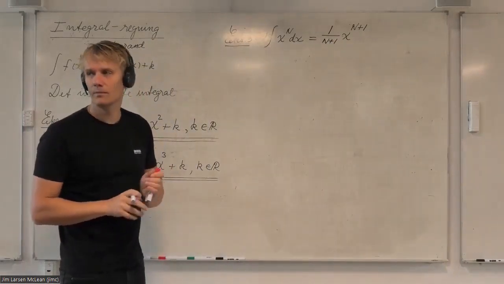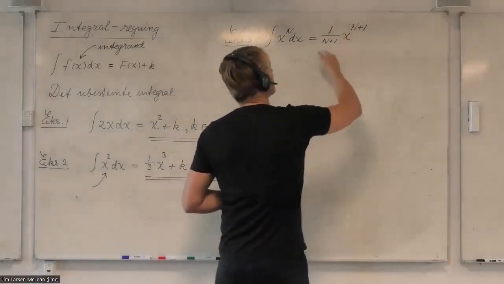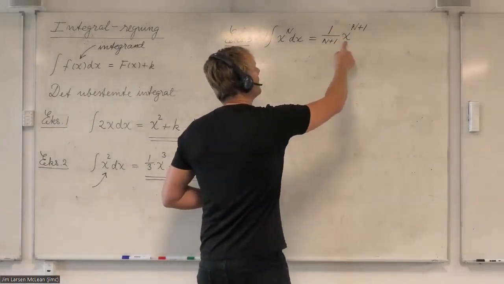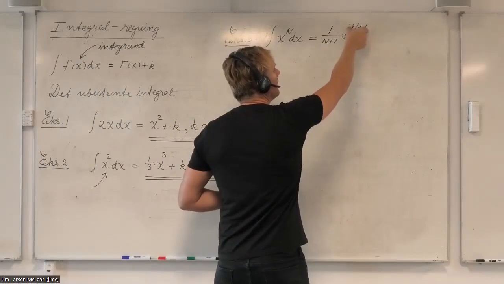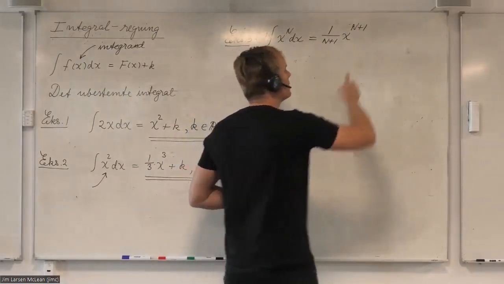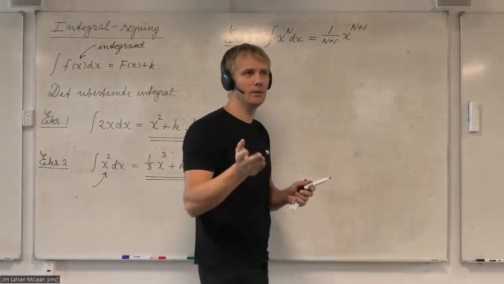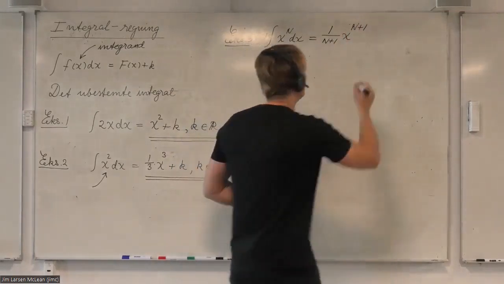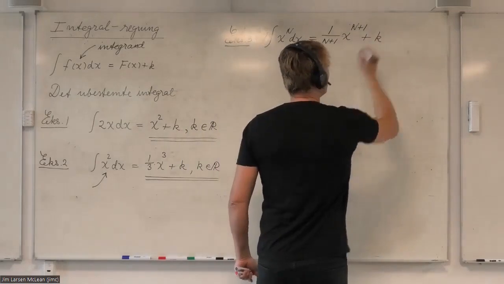Now, if I differentiate this, what do you get? 1 over n plus 1 times x to the power n plus 1, differentiated. Then I multiply n plus 1 down on the fraction in the numerator, so it cancels out with n plus 1. And then I subtract 1, and I land on x to the nth. The numbers add up. And of course, we must remember our k.